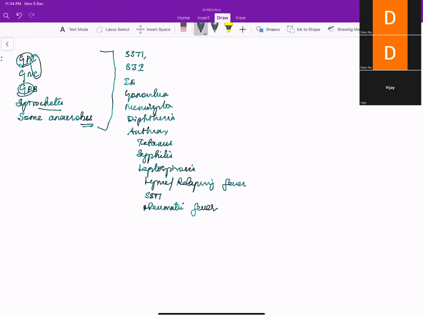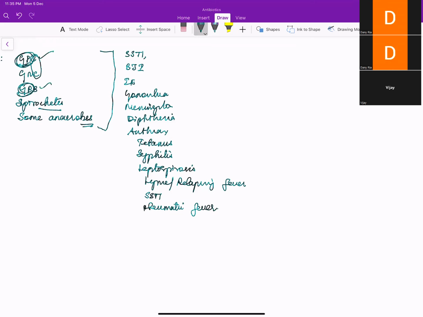It covers all gram positive organisms, irrespective of shape, and all cocci, irrespective of the gram staining. That is gram positive cocci and gram negative cocci. And it covers all gram positive organisms, irrespective of the shape, that is both gram positive cocci and gram positive bacilli.